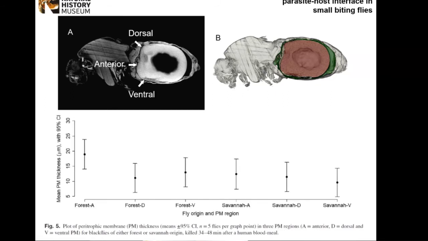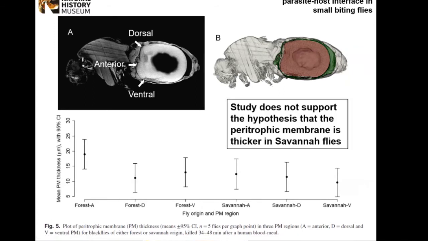So we were able to measure the membrane thickness, and as you can see, there were no statistically significant differences there. The hypothesis we were looking at was that the peritrophic membrane was thicker in savanna flies, and our study doesn't support that hypothesis.